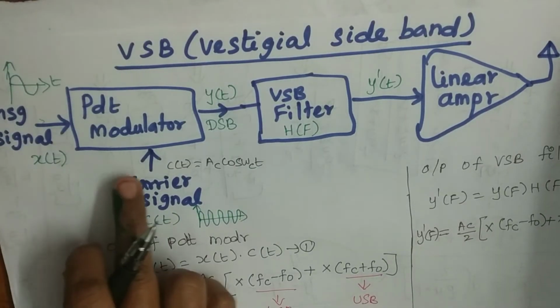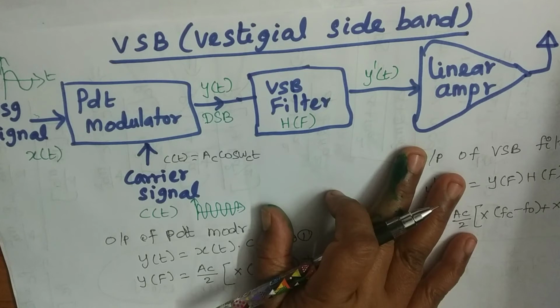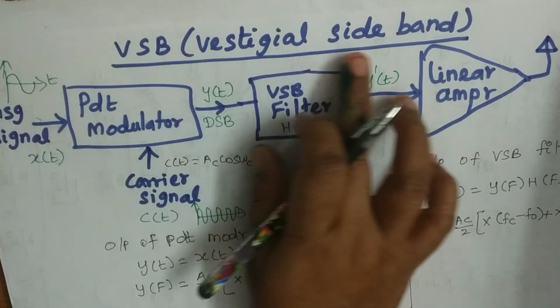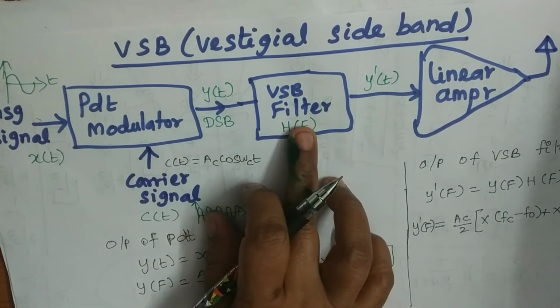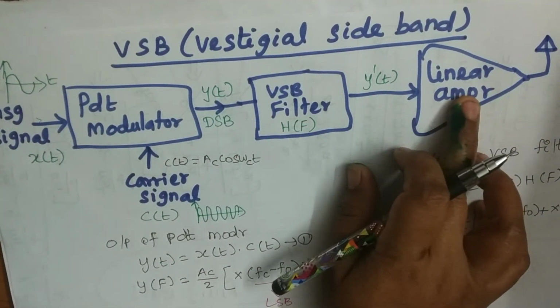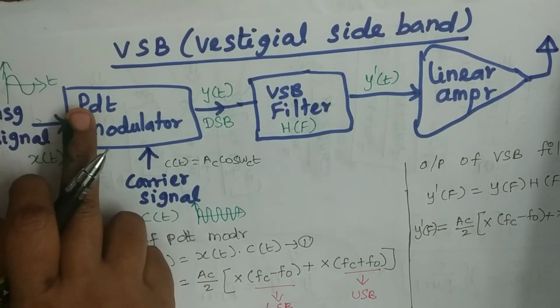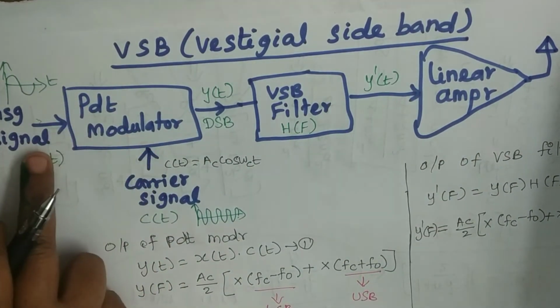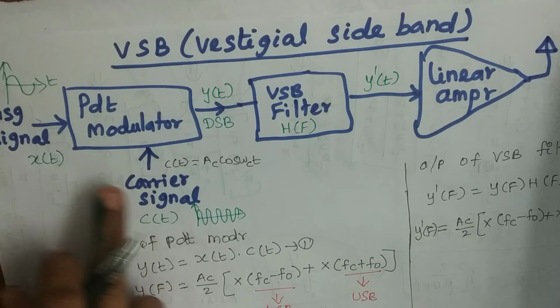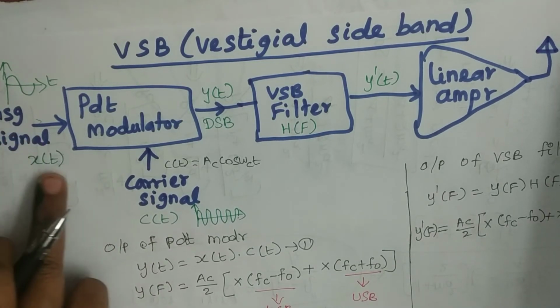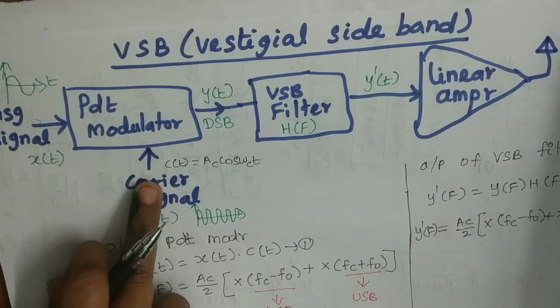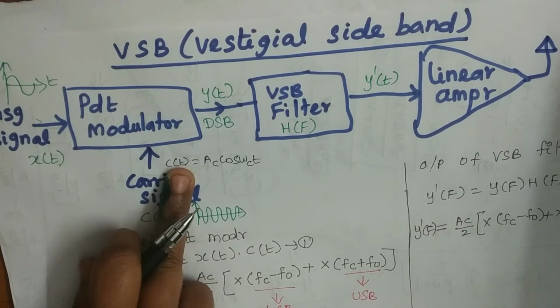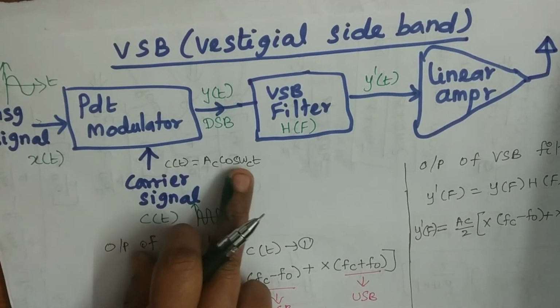See, once again I am telling the block diagram details. For generating the VSB signal we have a product modulator, VSB filter, and linear amplifier. What are the inputs for the product modulator? Message signal and carrier signal. Message signal is nothing but the low frequency signal, represented by x of t. Carrier signal is represented by c of t, which is nothing but Ac cos omega c t.